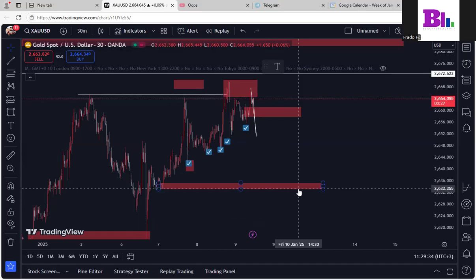London session is where manipulations are always done. That's why you have to be very careful when you're trading GBP pairs. Okay, so this is the easiest way to trade Euro pairs also. So this is the easiest way you can trade gold like a pro.